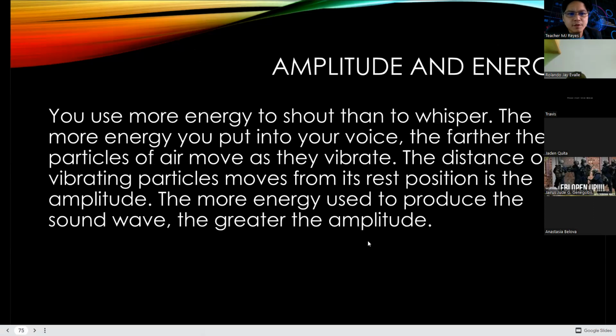Amplitude and energy. You use more energy to shout than to whisper. Why do you think so? The more energy you put into your voice, same as what I am doing now, the farther the particles of air move as they vibrate. The distance a vibrating particle moves from its rest position, from 0, is the amplitude. The more energy used to produce a sound wave, the greater the amplitude is.